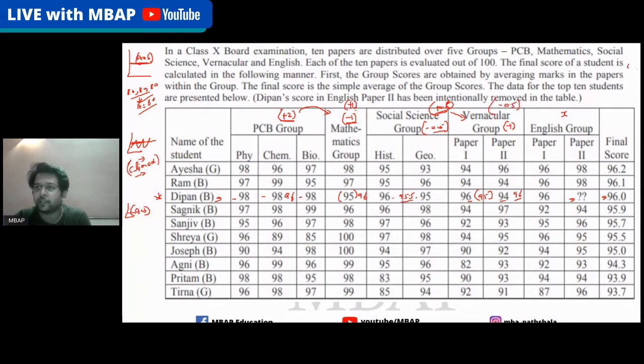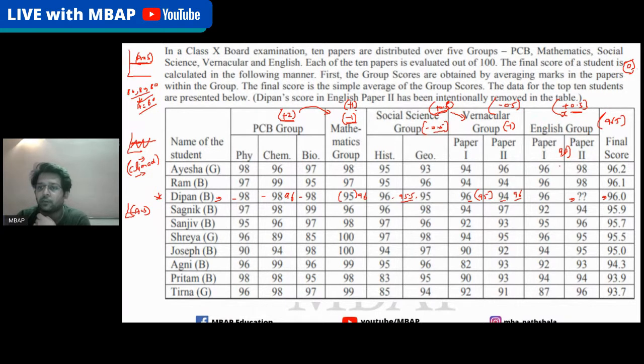For finding the value of average, you want the overall deviation to be 0. The deviation till vernacular is minus 0.5. There's only one paper which is left. So we can say this value, the value of English, will be 0.5 more than the average. Only then plus 0.5 and minus 0.5 will be nullified. If this is 0.5 more than the average of 96, can we say the overall average of English should be 96.5?